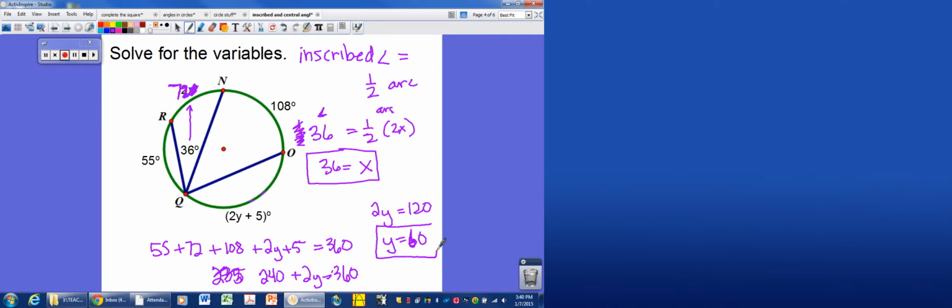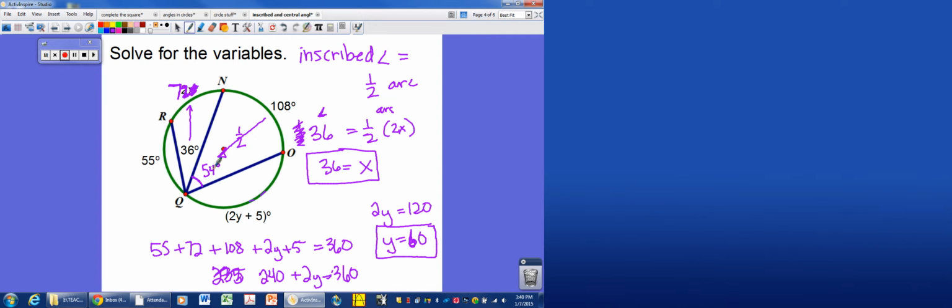Okay, solve for the variables. There we go. X is 36, y is 60. Okay, so depending on what type of angle it is, this is an inscribed angle. This one would be 54 degrees, by the way, if we were to know that, which we don't really need to know, but just for fun.